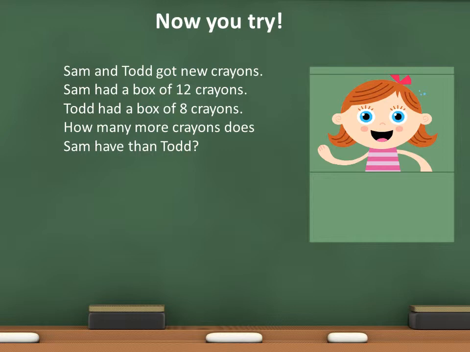Listen to the problem. Sam and Todd got new crayons. Sam had a box of 12 crayons. Todd had a box of 8 crayons. How many more crayons does Sam have than Todd? Does this problem look familiar? You're right, we did one like it in the practice section. Think about the information in the problem and where the question is. I'll give you a few moments to think about it.